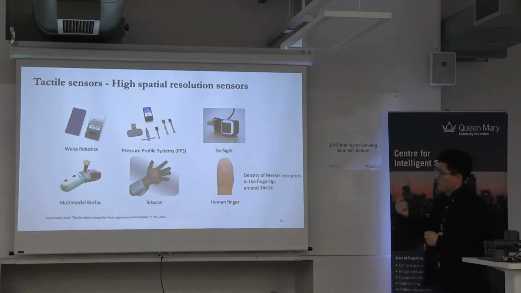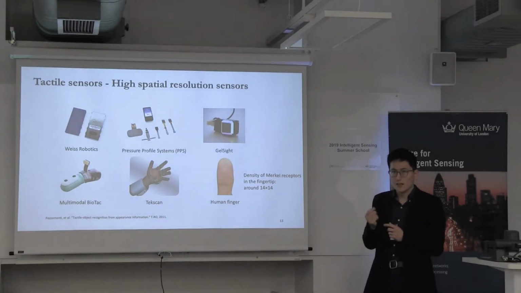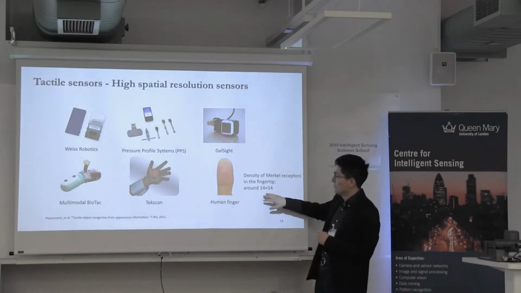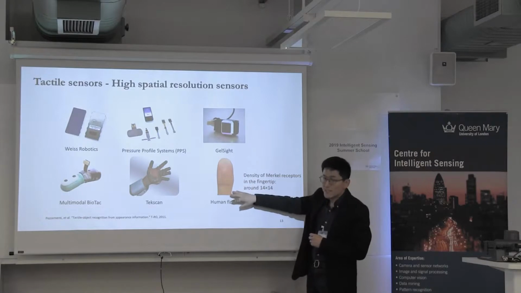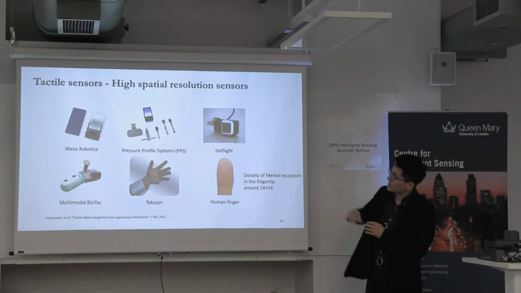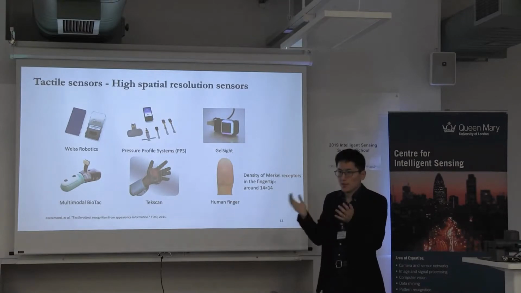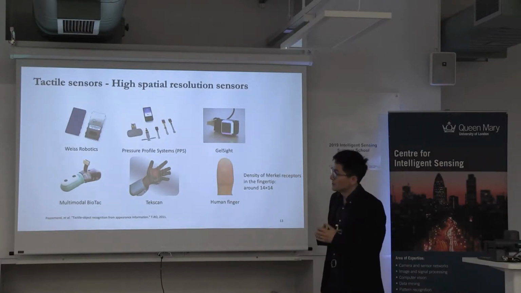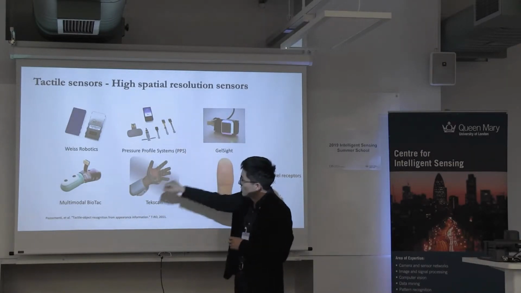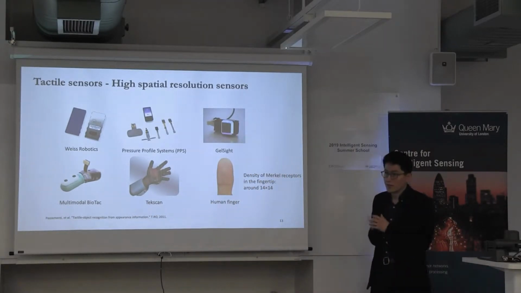Similar to our fingertips, we have very high resolution tactile elements. For example, here we have a human finger, and we have around 14 by 14 sensing elements in our fingertip. So for this type of sensors, we have high spatial resolution. In this category, we have different tactile sensors based on different sensing principles. For example, these commercial ones, like Robotics, PPS, or multimodal BioTac. So they have multiple tactile elements in the sensor panel.